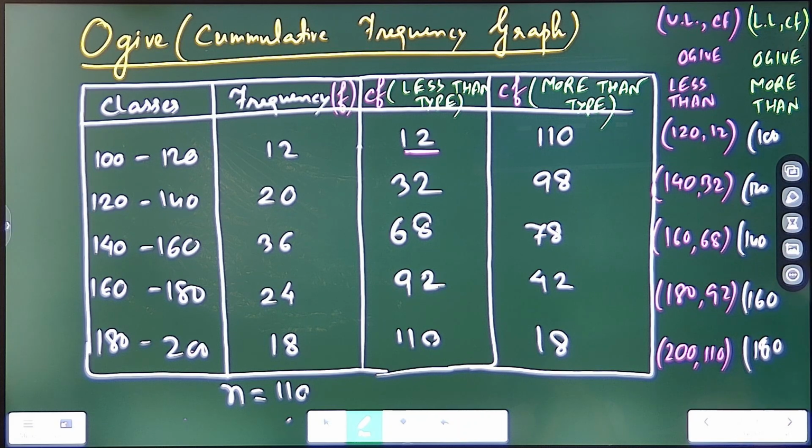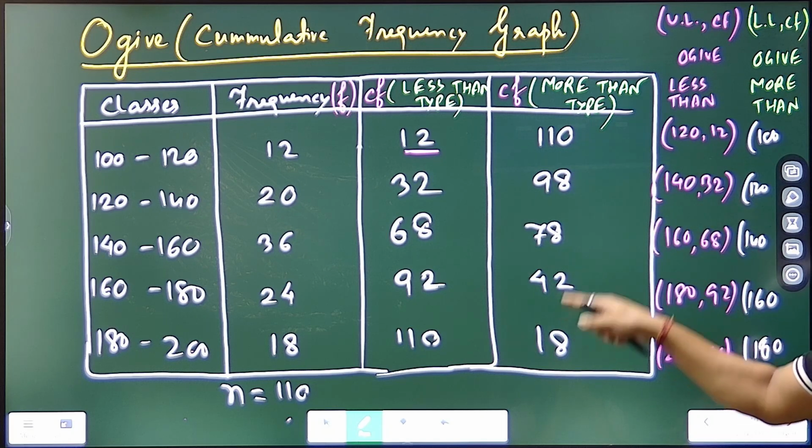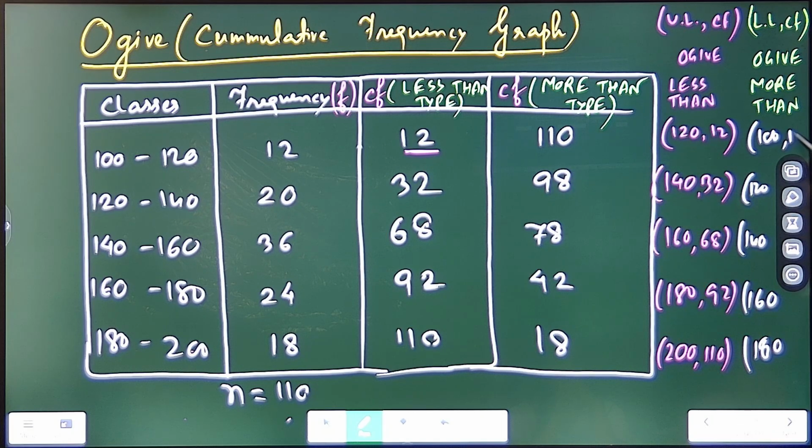Now CF, which CF is to be taken? Since you are doing more than type, from the more than type only you have to take the CF. So the CF will be 110. Here the CF will be 98. Then the next CF will be 78. The next CF will be 42, having very little space, and the next CF will be 18.